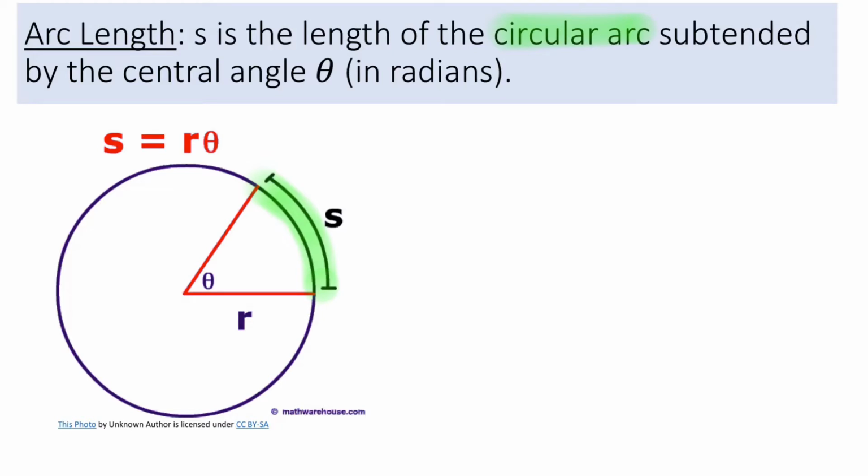And here's this word subtended. Subtended by the central angle theta in radians. So that simply means if you have an angle theta as drawn in this picture here, this angle theta, here's your center, is between these two radii. This here is considered the arc subtended by this angle theta.